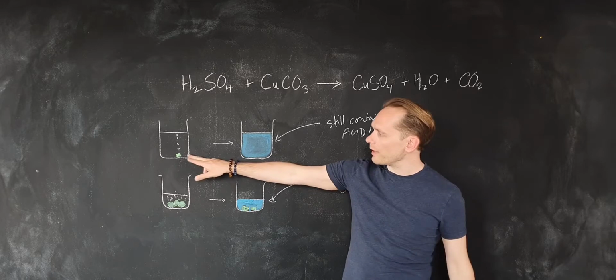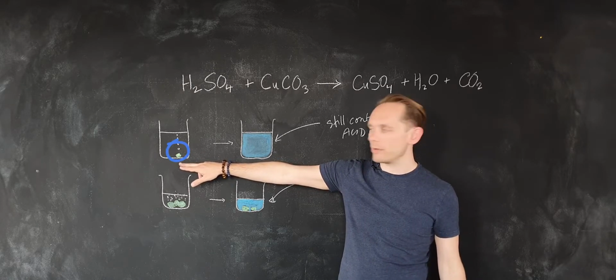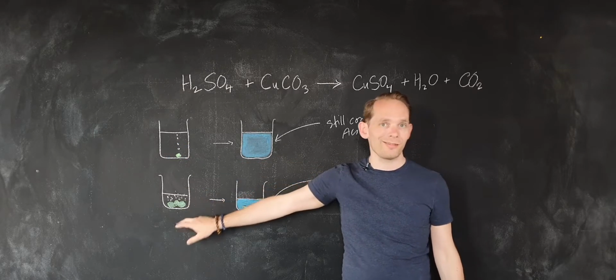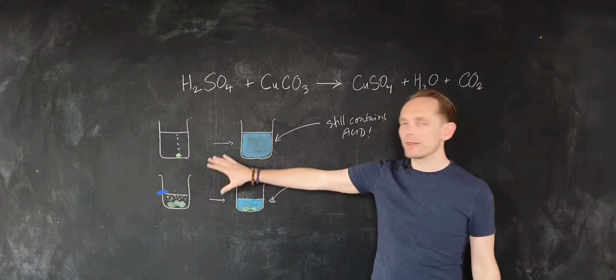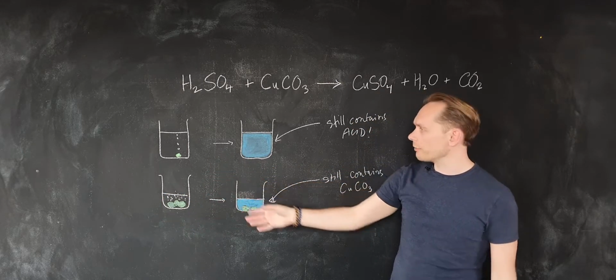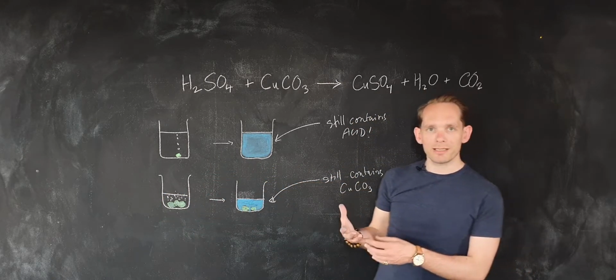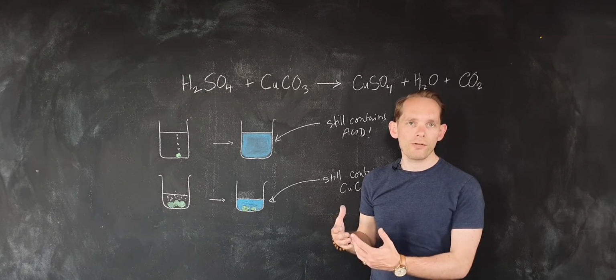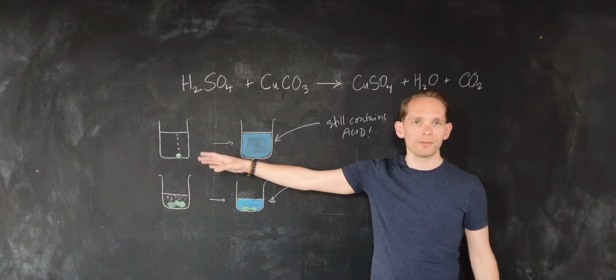So here we've got a lot of acid and a tiny bit of copper carbonate. Here we've got not much acid and loads of copper carbonate. And what we're interested in is what is the limiting reactant. So the limiting reactant is the one that there's essentially not enough of to make the whole reaction happen.